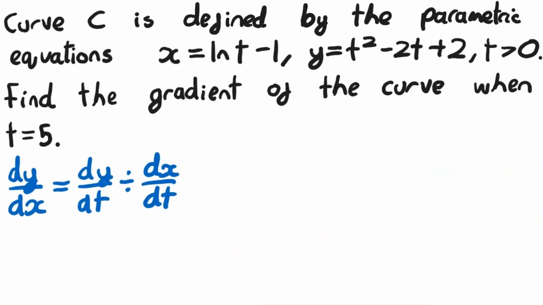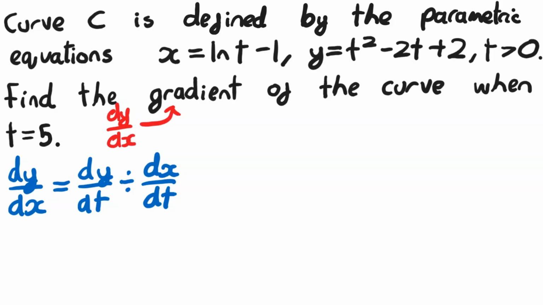Okay, so here's another example question where we're told that curve C is defined by the parametric equations x is equal to the natural log of t minus 1 and y is equal to t squared minus 2t plus 2. And we need to find the gradient of the curve when t is equal to 5. Now remember, the gradient is just dy over dx. We essentially just need to find dy over dx when t is equal to 5.